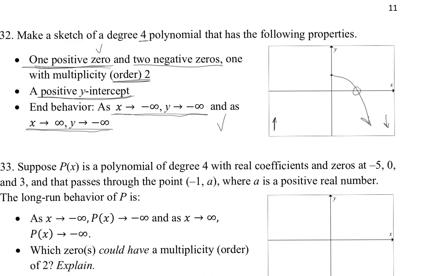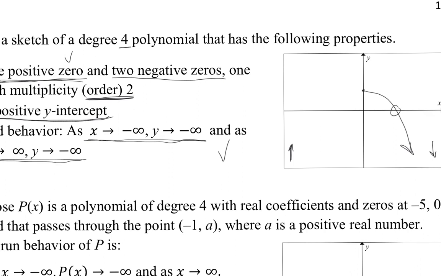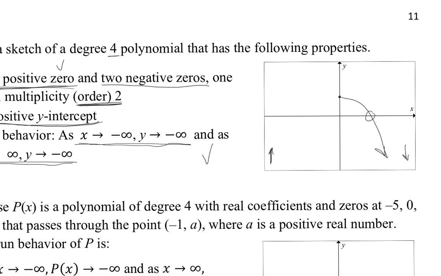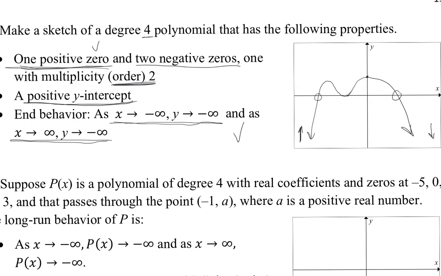Then we have 2 negative zeros, one with multiplicity 2. When we have multiplicity 2, that means there's going to be a bounce. So it'll hit the x-axis and then bounce and then keep going. So I'm going to draw it hitting, bouncing, and then continuing down. So hit the axis, bounce, and then keep going down. There we go. Perfect. So that takes care of it: we have 2 negative zeros here, this one has order 2, we have a positive y-intercept, and our end behavior is completely right. So we're all good.